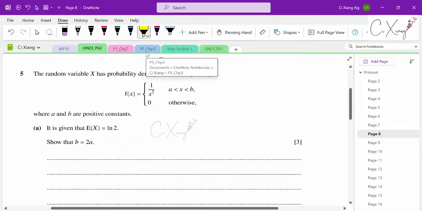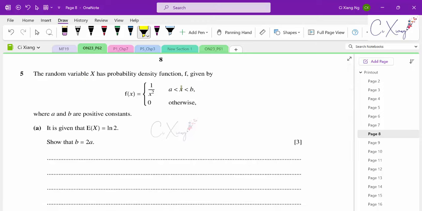Okay, so we are at question number 5 now. The random variable x has a probability density function given by a function like this, and x is defined from a until b, where a and b are positive constants. It is given that the expected value of x is ln 2, and they want us to show that b is equal to 2a. Alright, so maybe we can directly start with the information provided in this question.